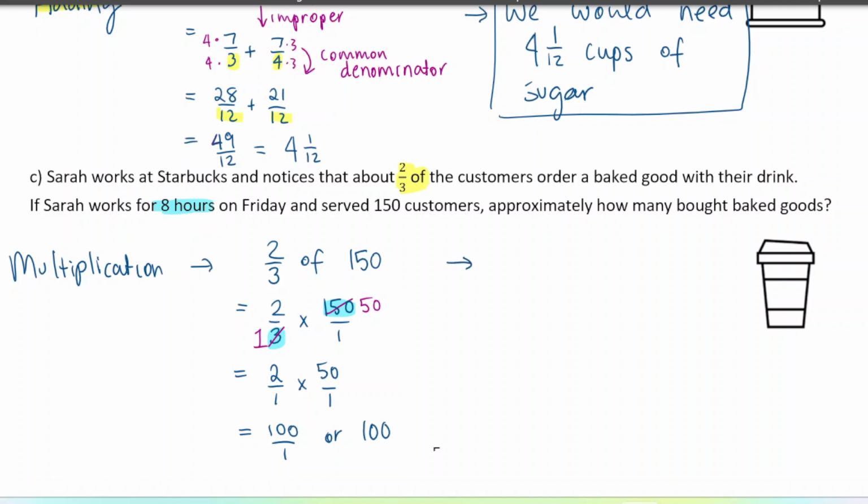So here's my final sentence. How many bought baked goods? About 100 customers bought baked goods, assuming this pattern continued.